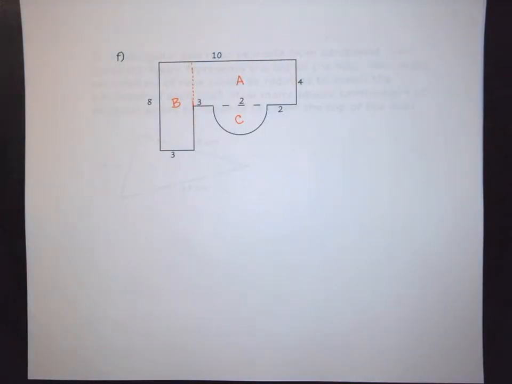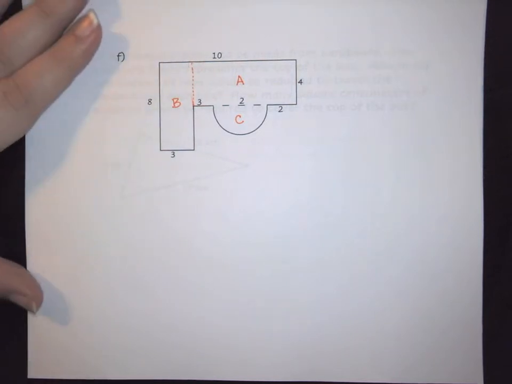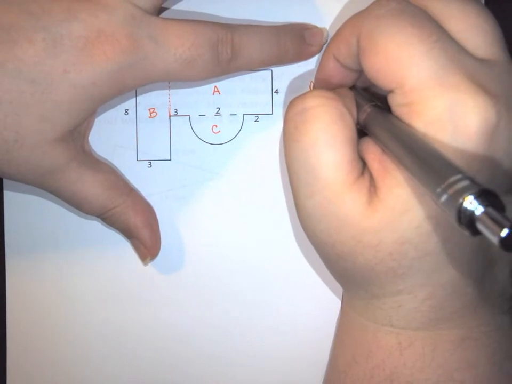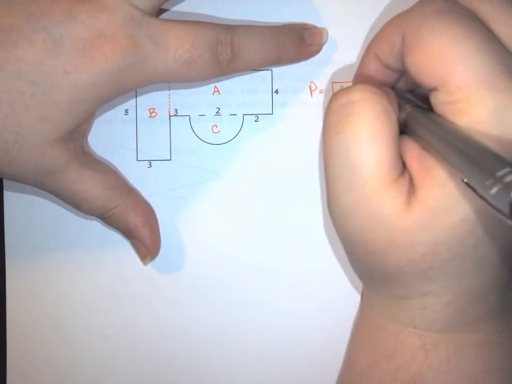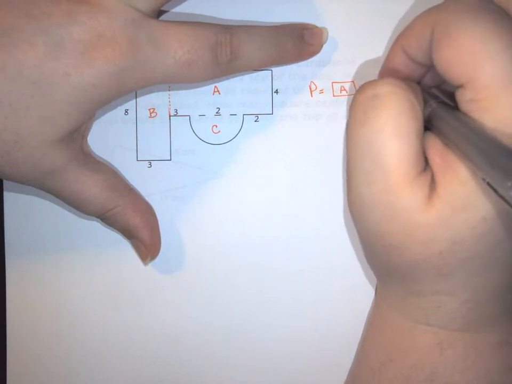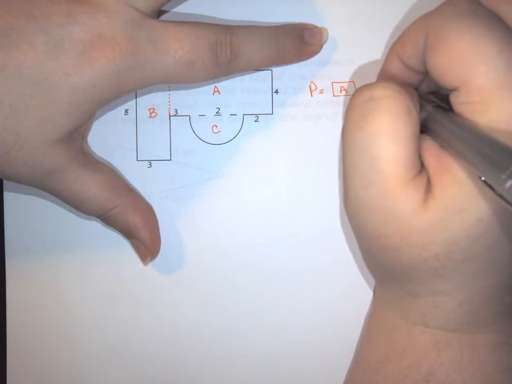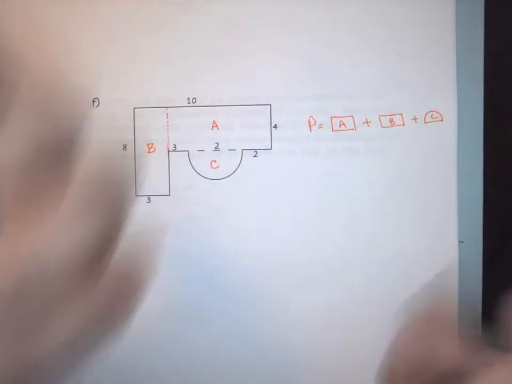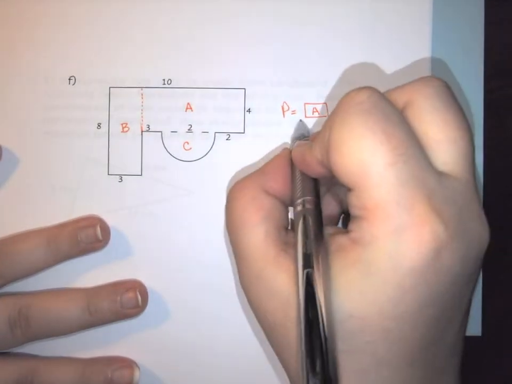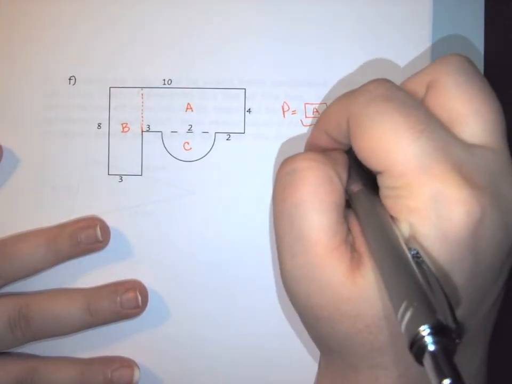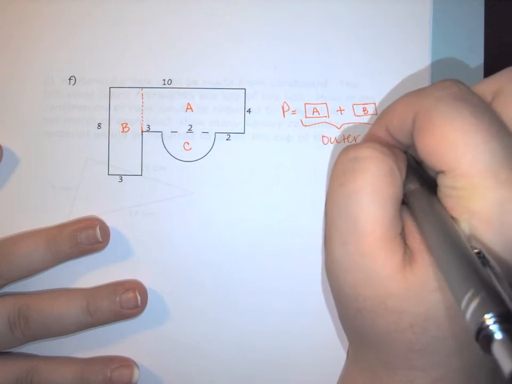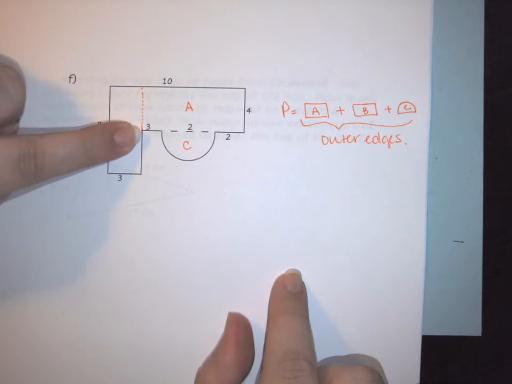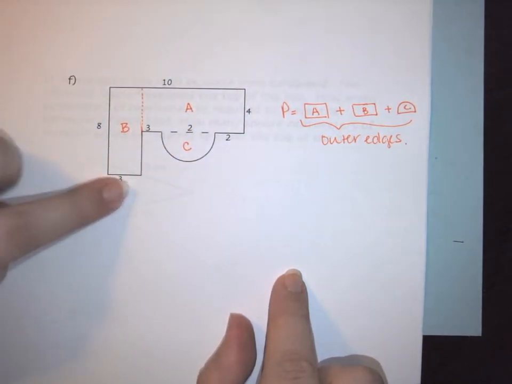Okay. So essentially, to find the perimeter, my perimeter is going to be my rectangle A plus my rectangle B plus my half circle C. But we're only looking at the outer edges. So when we're looking at these 3 pieces, we are just looking for the outer edges. In other words, this imaginary line that we just drew here does not actually exist. So when we walk around the shape, that's exactly what we're doing.